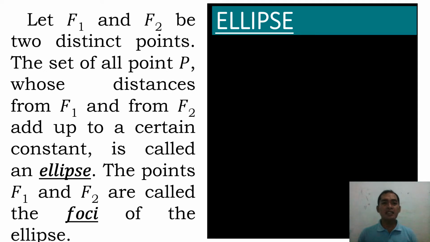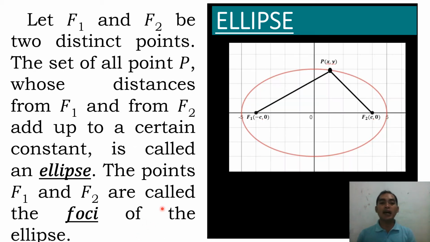By analytical definition, let f sub 1 and f sub 2 be two distinct points. The set of all points P whose distances from f sub 1 and from f sub 2 add up to a certain constant is called an ellipse. The points f sub 1 and f sub 2 are called the foci of the ellipse. Take note that f sub 1 and f sub 2 are the two distinct points.